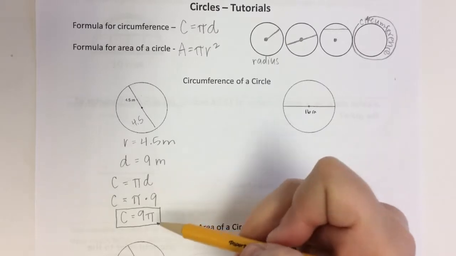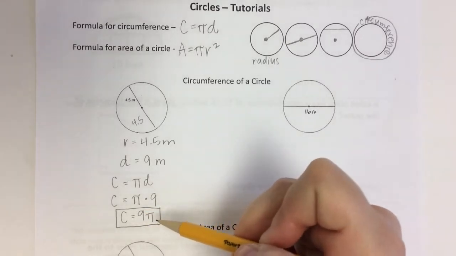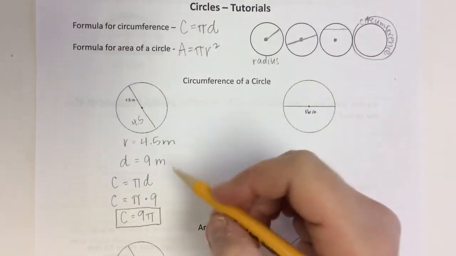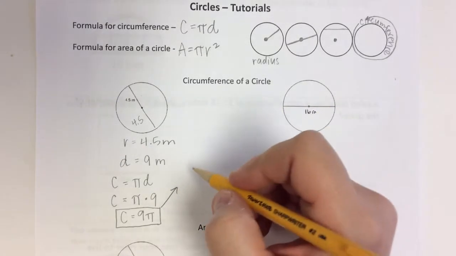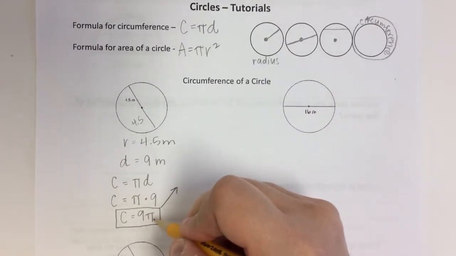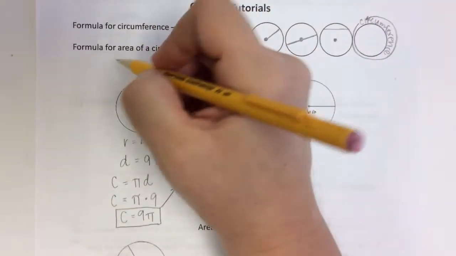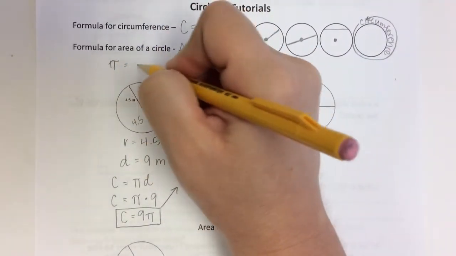If on the STAR test you get to a question like this and you look at your answer choices and they're actually in decimal form, then we're going to need to come over here and do one more step, which is to actually plug in the pi value, which is 3.14, and we'll write that up here just so we remember.